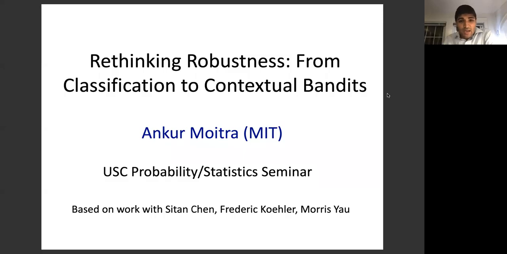Robustness from classification to contextual bandits. And this is based on joint work with some awesome collaborators, Sitan Chen, Freddie Kohler, and Morris Yao.